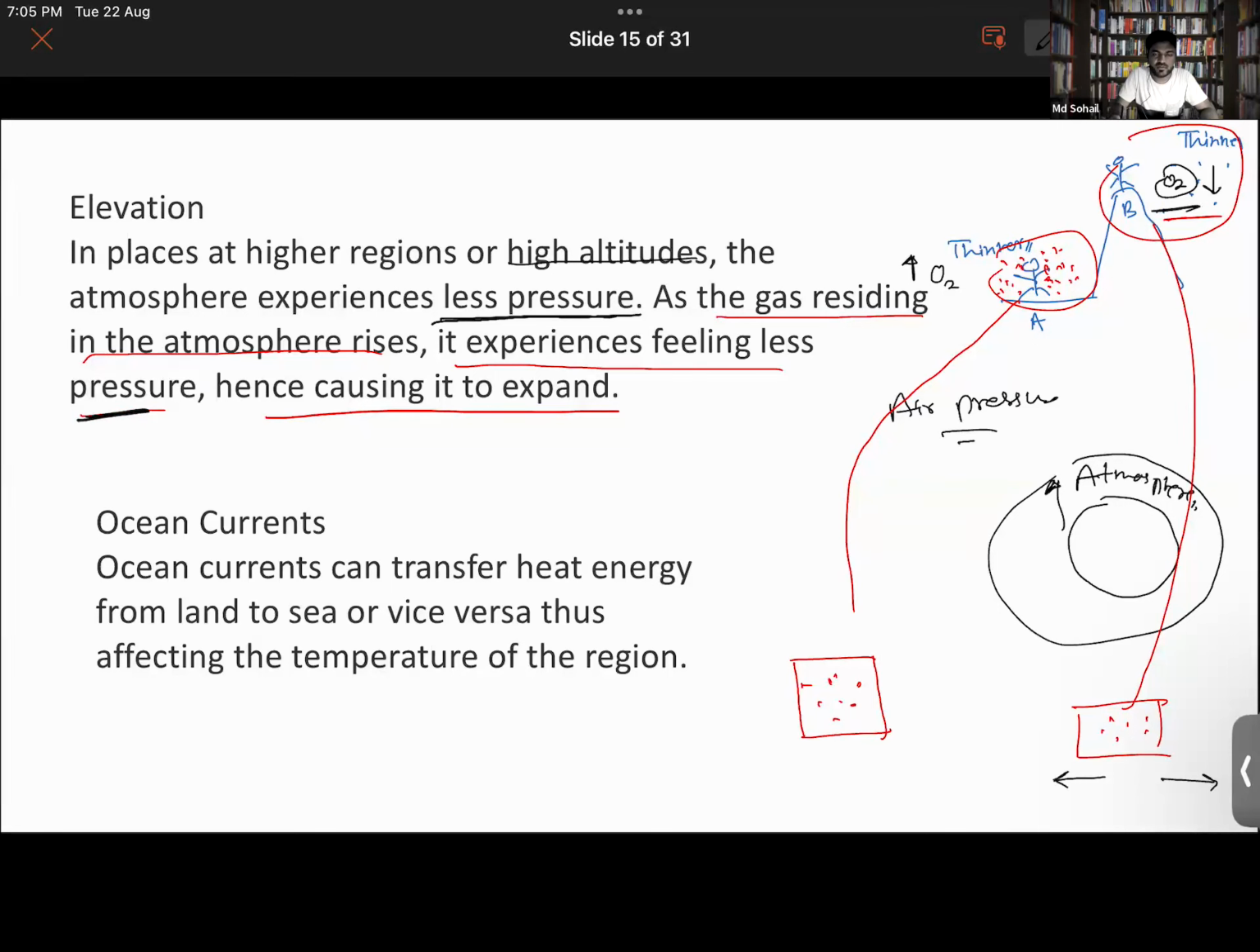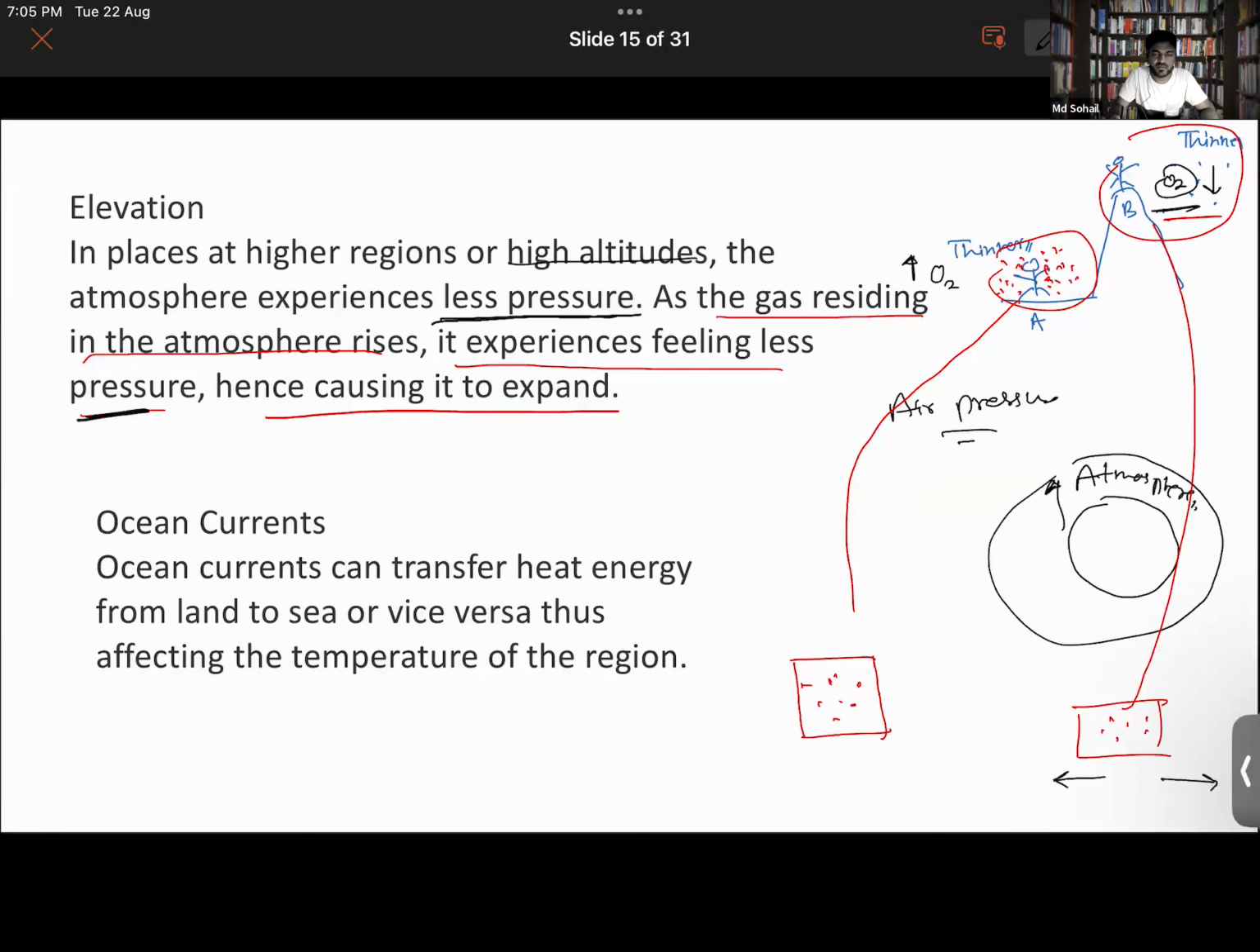The temperature here will also be low. So it determines the climate. Basically, at higher altitudes, the pressure is low, while the temperature is also low. Is the concept clear? Shall we move on to the next? Let's talk about the ocean currents now.